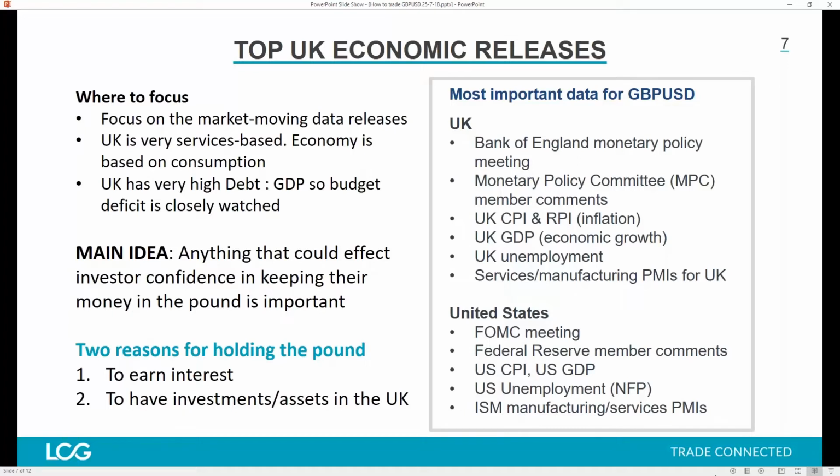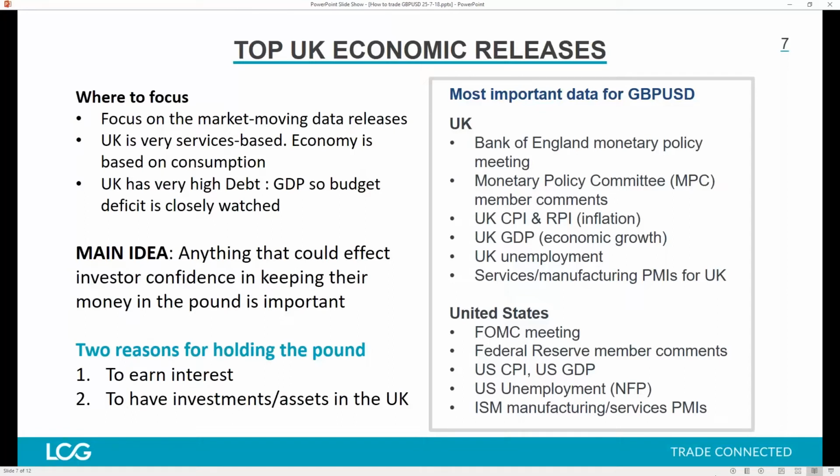Quick one on the most important data releases. So for the UK, obviously the central bank is the Bank of England. They have a monetary policy meeting, for the moment at least, 8 times a year, where they set interest rates, and particularly since the 2008 financial crisis, it's not been so much interest rates, but more been about forward guidance, about what they say, about what they'll do in the future, and also about quantitative easing, which is them buying assets like government bonds and mortgage bonds, etc.